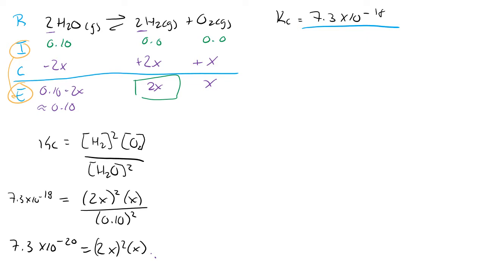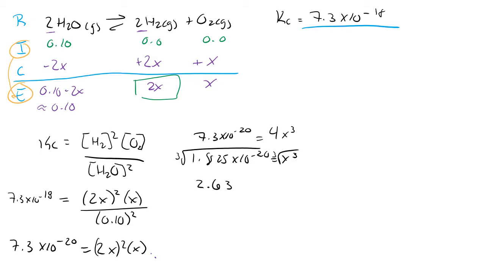Well, what does that become? If we have 7.3 times 10 to the negative 20, 2x squared becomes 4x squared times another x, because then it becomes 4x cubed, right? So then we divide by 4 and get 1.825 times 10 to the negative 20 equals x cubed. And then you take the cube root, or whatever they call that, right? So then you get 2.63 times 10 to the negative 7 equals x.